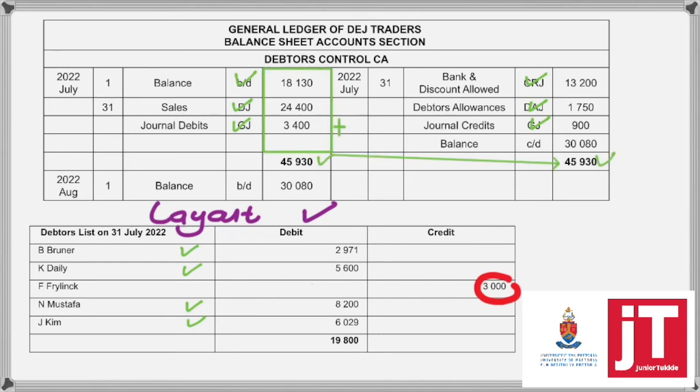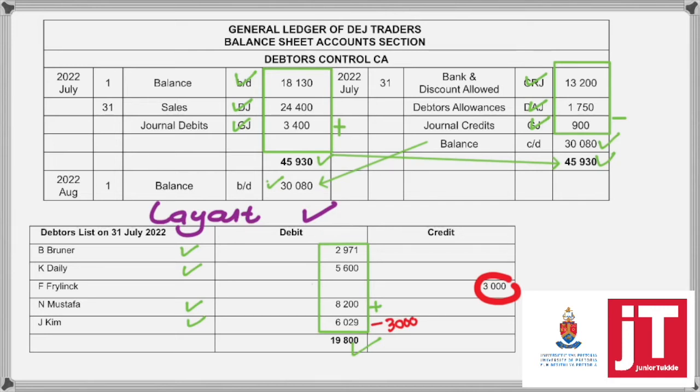So now we need to check our calculation. Did we add up? Yes. The 18,130 plus the 24,400 plus the 3,400 does equal the 45,930, and it was carried over to the credit side correctly. And then you minus all your debits, and if you minus your debits, you do get 30,080 Rand, and that was brought down on the correct side. Obviously, that does not equal the list, but the list was correctly added as it is at the moment.